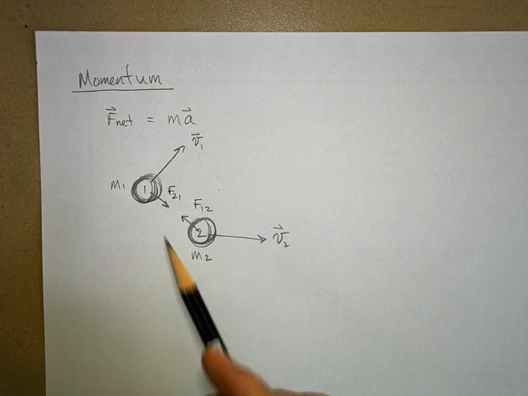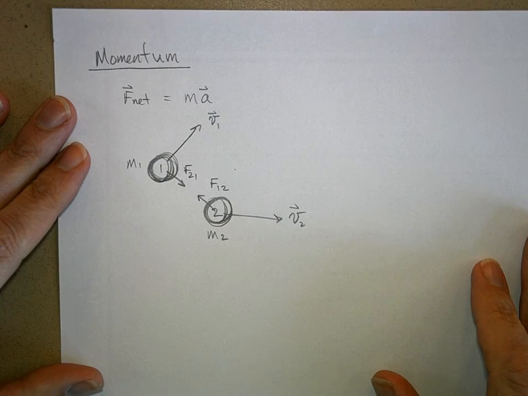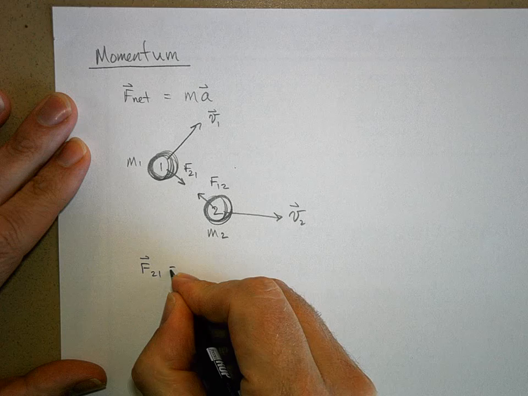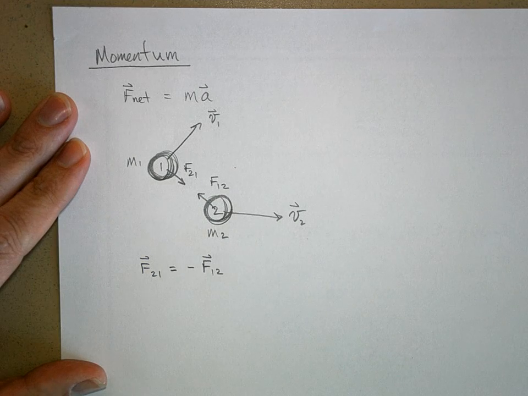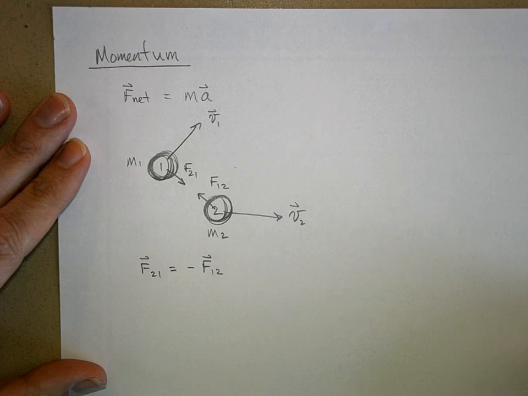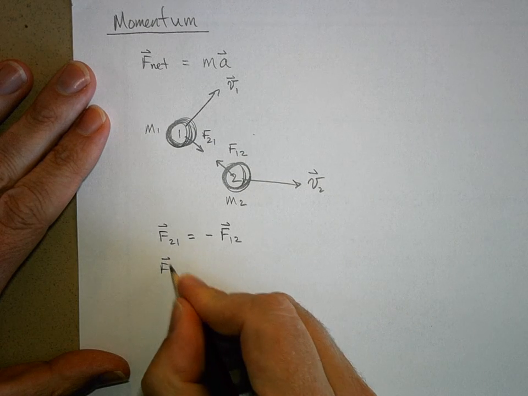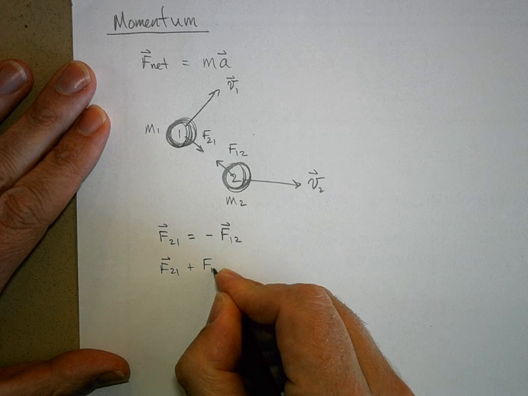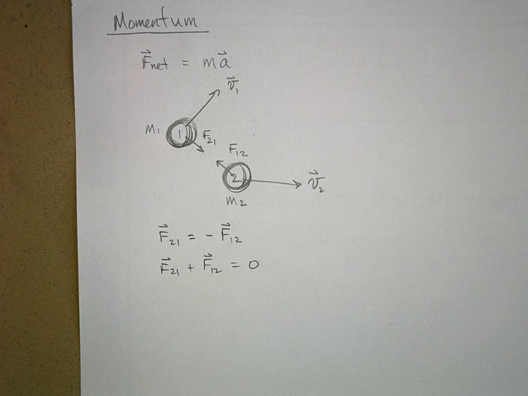And they're equal. So if you say the force of 2 on 1 is equal but in the opposite direction of the force of 1 on 2, well, I'm just going to do a little bit of mathematical manipulation here. I could say, add it to both sides, the force of 2 on 1 plus the force of 1 on 2 is equal to 0. Does that make sense?